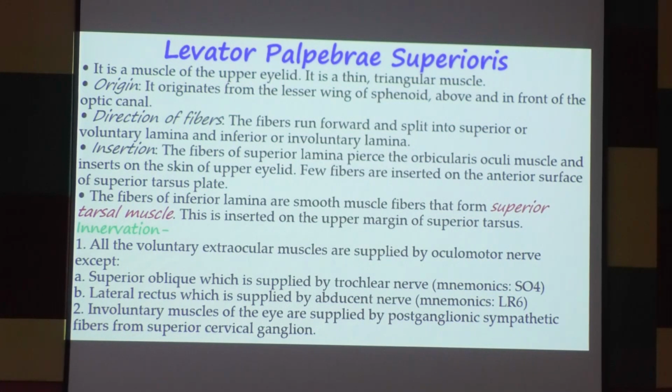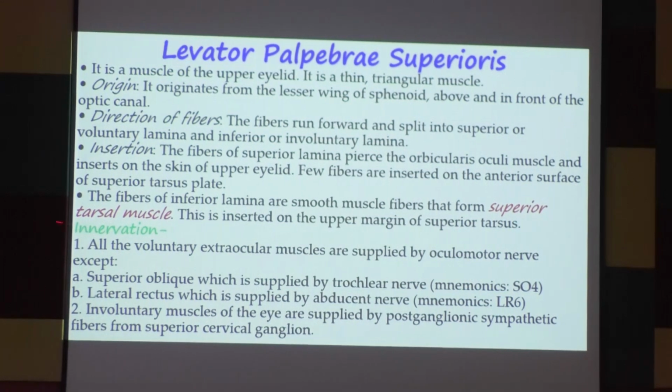Okay, so it is a muscle of upper eyelid. It is a thin triangular muscle, originates from lesser wing of sphenoid above and in front of optic canal. Direction of fibers: the fibers run forward and split into superior or voluntary lamina and inferior or involuntary lamina. Insertion: the fibers of superior lamina pierce the orbicularis oculi muscle and insert on the skin of the upper eyelid. And a few fibers are inserted on the anterior surface of superior tarsal plate. The fibers of inferior lamina are smooth muscle fibers, that of the superior tarsal muscle. It is inserted on the upper margin of superior tarsal plate.